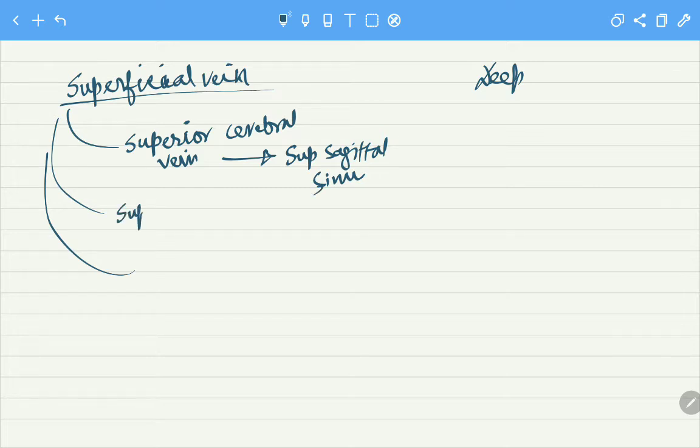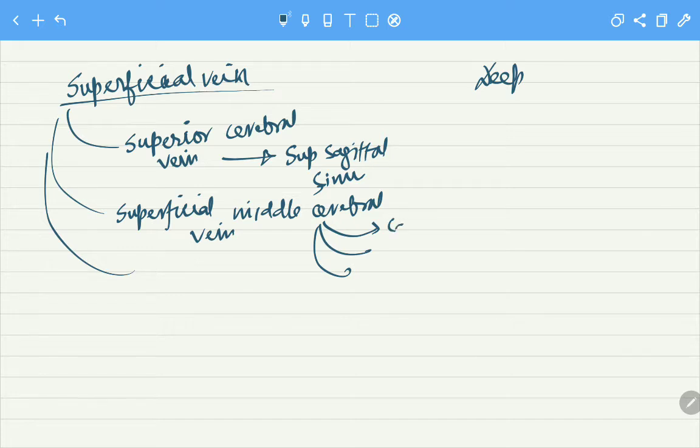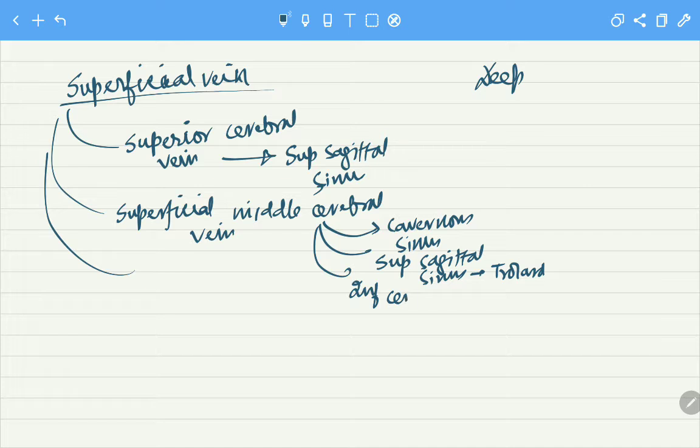Then we have got the superficial middle cerebral vein, which drains into the cavernous sinus. It drains into the superior sagittal sinus through the anastomotic vein of Trolard, and the inferior cerebral vein.